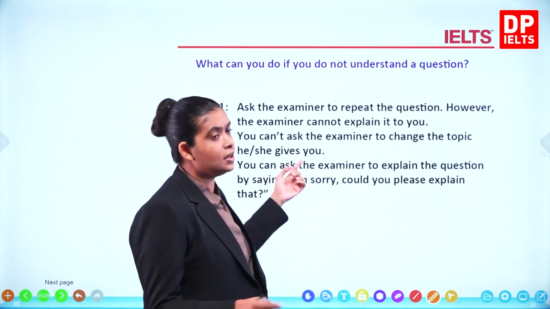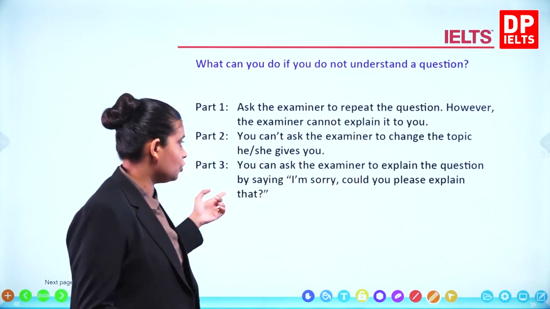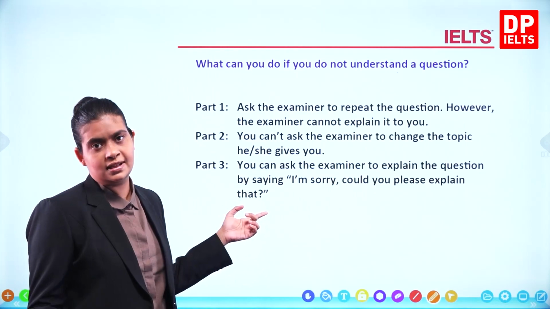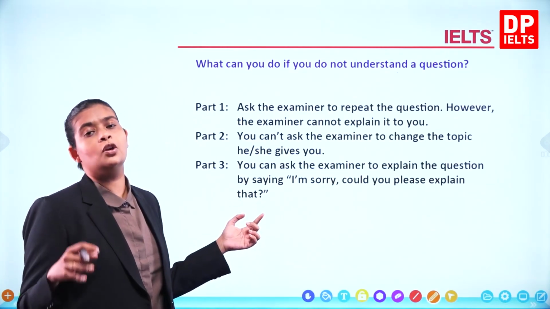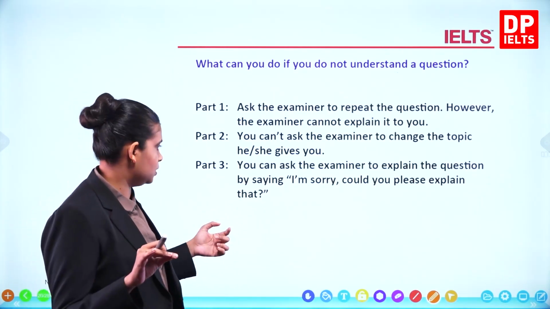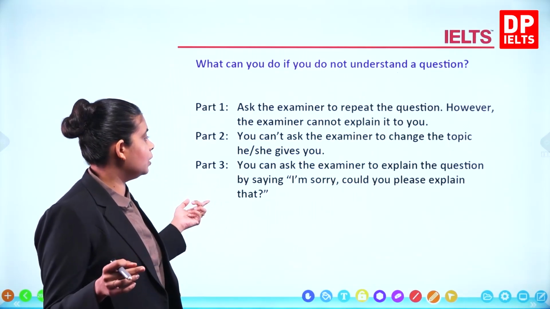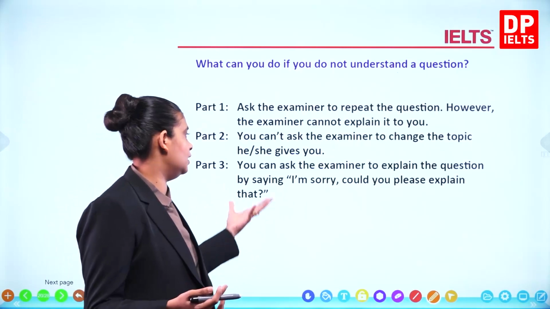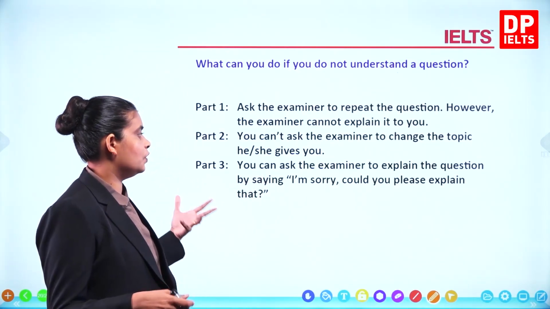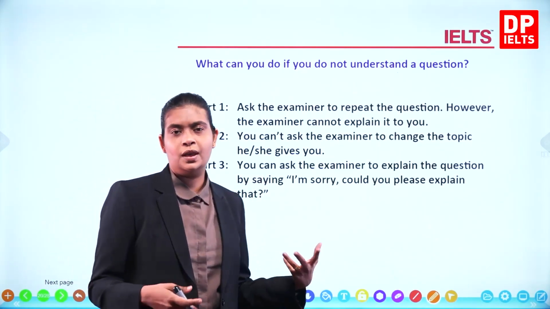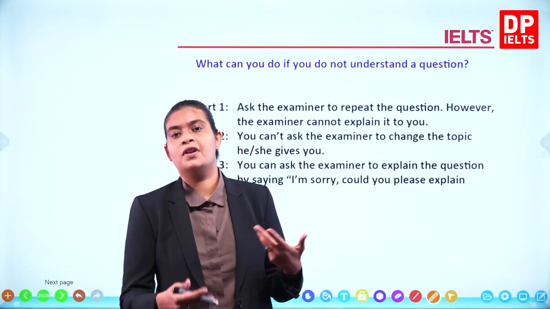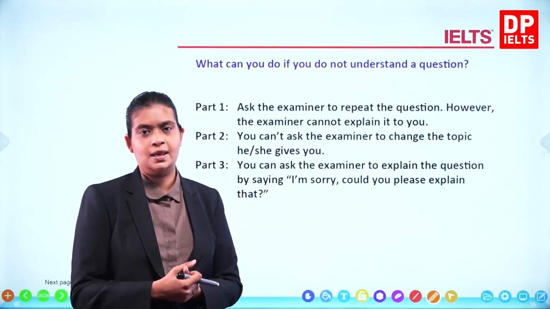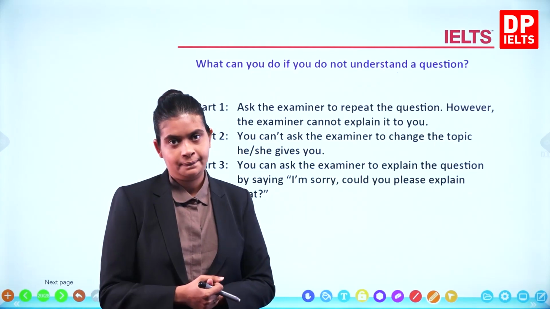Part 2, you can't ask the examiner to change the topic because you don't understand it. Whatever the topic he or she gives you, you have to talk about it. For Part 3, if you don't understand, you could ask the examiner again and say, I'm sorry, could you explain that again? So they will rephrase it and ask you the same question in a different way. Okay?